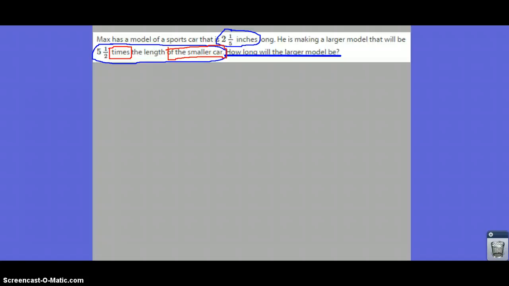Okay, so I've circled our units and numbers. I've underlined the question for you. And I've boxed a couple of math action words. I boxed the word times because anytime you see times, you know you're going to multiply. And what they're talking about is times the length of the small car. So there's that "of" again, of the small car. So that means times the length of the small car. So we've got 2 1/5 times 5 1/2.